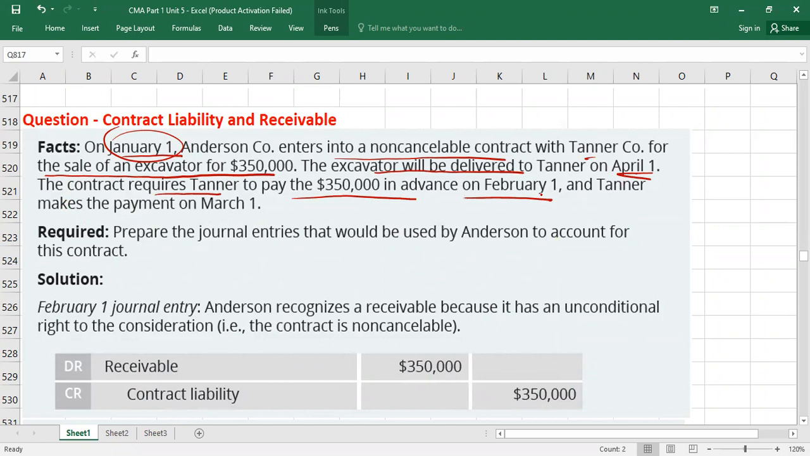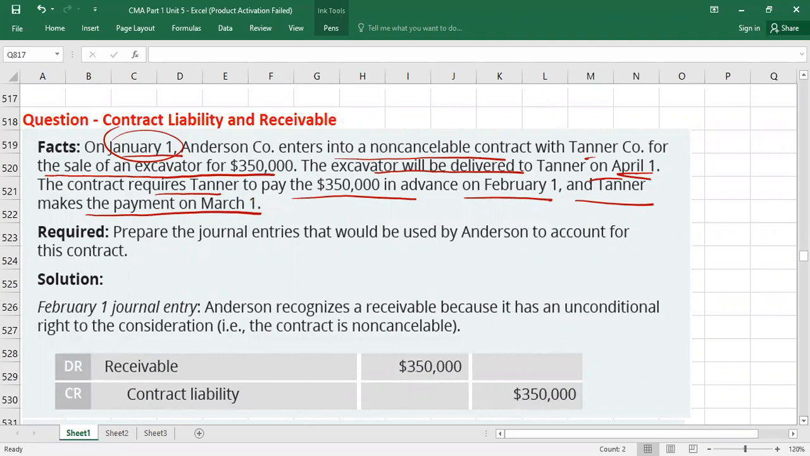You asked the customer to make an advance payment on February 1, and you will deliver the goods on April 1. Right or wrong? And Tanner makes the payment on what date? He's supposed to make it on February 1, but he made it on March 1. But you deliver the asset on April 1st.